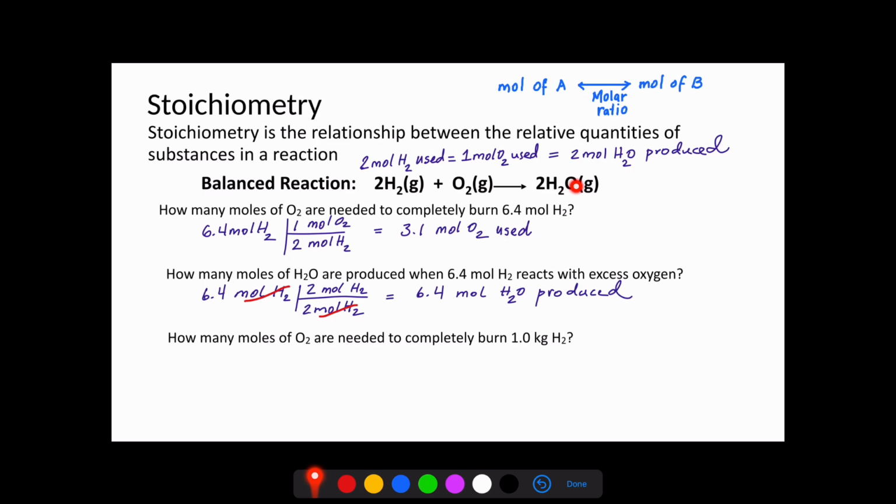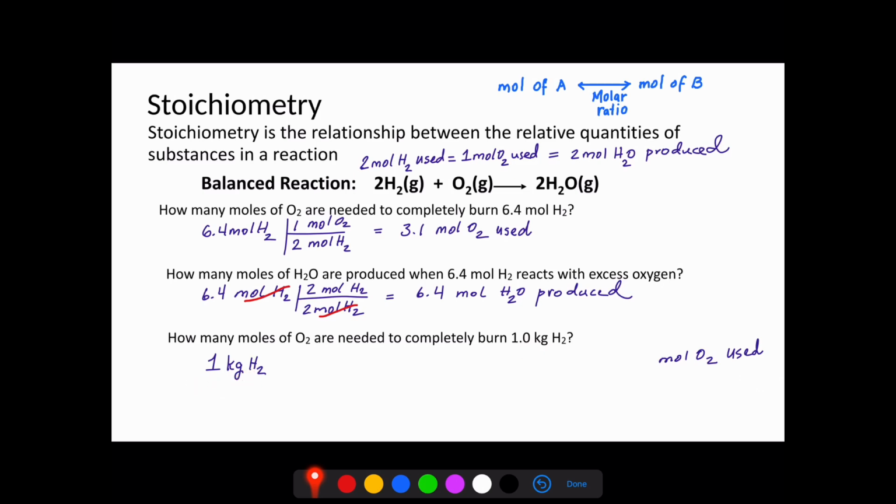Okay, here's another problem. How many moles of oxygen are needed to completely burn 1.0 kilogram of hydrogen? So you're given this number, 1.0 kilograms of hydrogen, and you're looking for moles of oxygen. That's our desired unit. Again, if you're looking for the amount of any substance, you are basically given the amount of a different substance. Here I'm looking for oxygen and I'm given the amount of hydrogen.